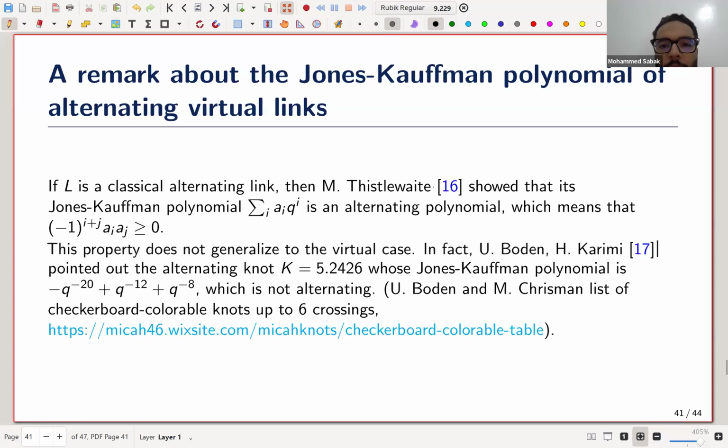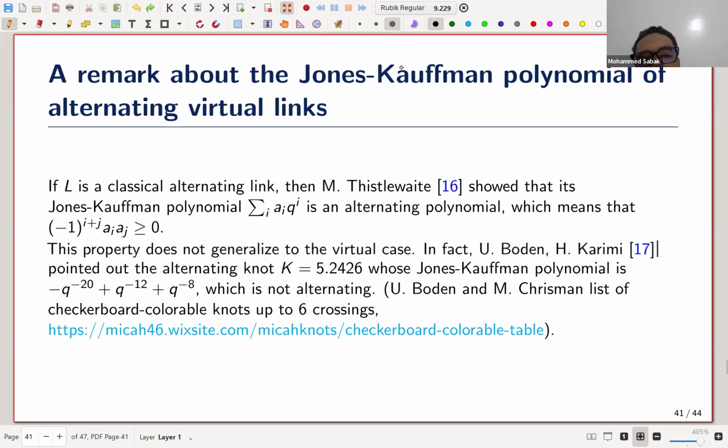Okay. So now we'll discuss a little remark that we made from our work. The remark is about the alternateness of the Jones polynomial for alternating virtual links. We know that if L is a classical alternating link, then its Jones polynomial, if written like this, is a sum of coefficients a_i q to the power of i.